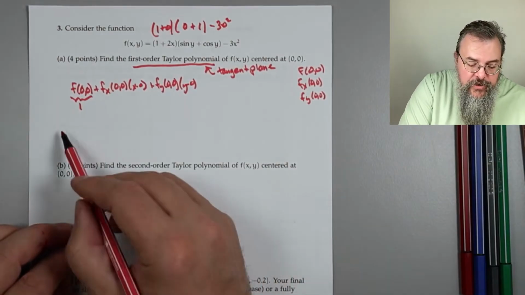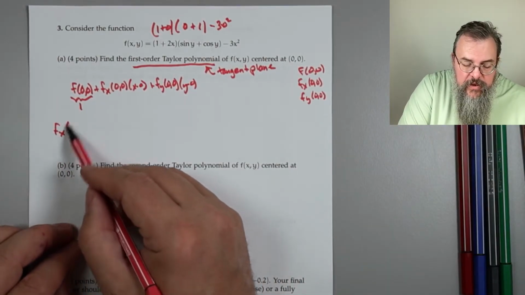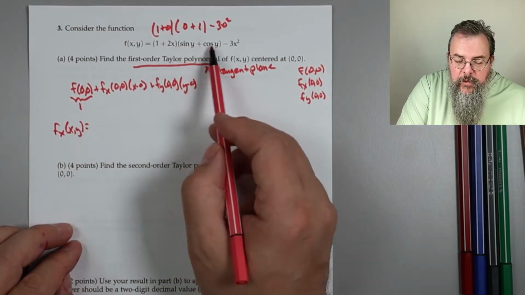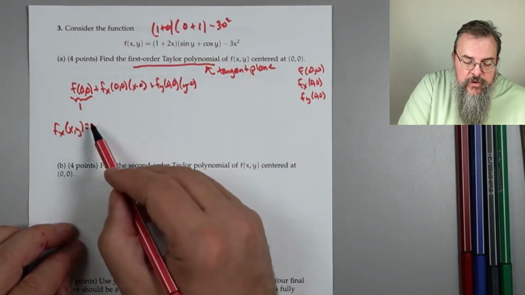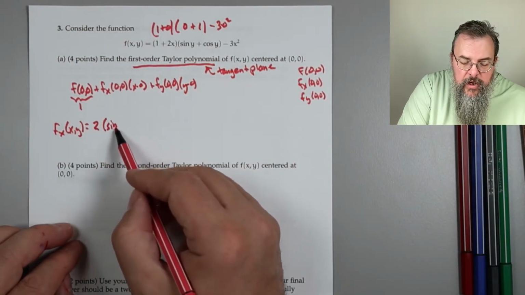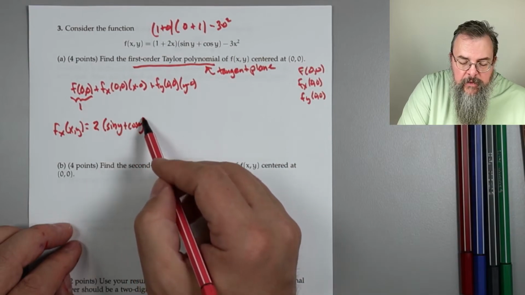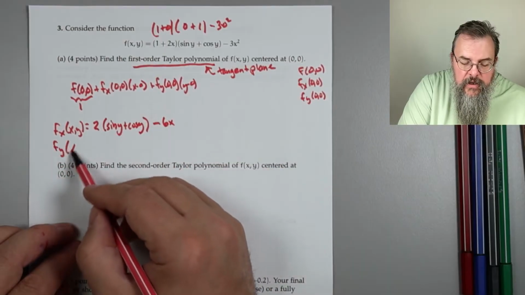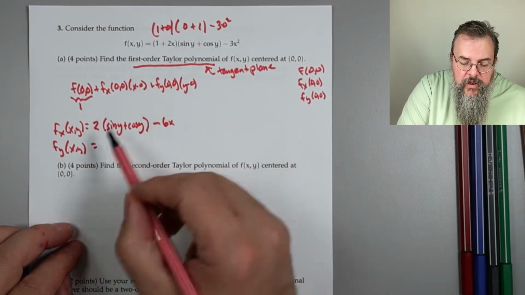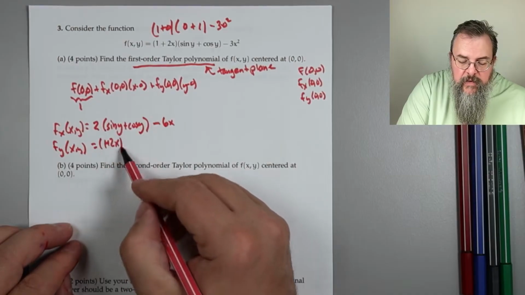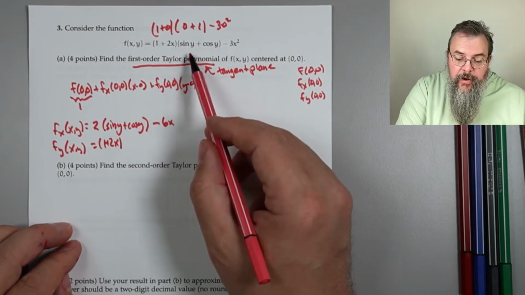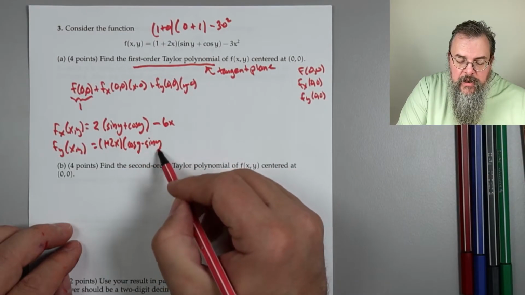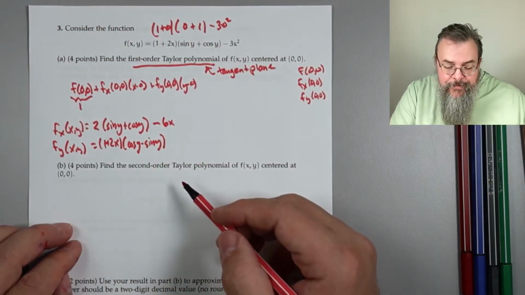We need to find our partial derivatives. fx of x, y, well, derivative with respect to x, so the y's are like constants. So you'd have 2 times (sine y plus cosine y) minus 6x. fy of x, y, well, that's 1 plus 2x is a constant. Then the derivative of sine y is cosine y. Derivative of cosine y is negative sine y. So cosine y minus sine y. And then the minus 3x squared goes away.